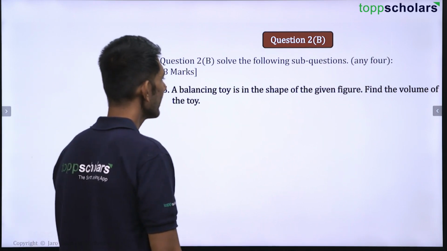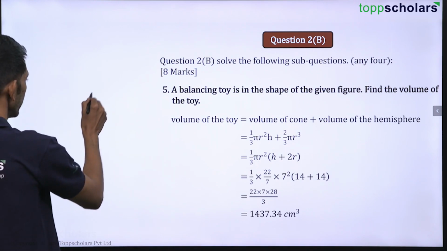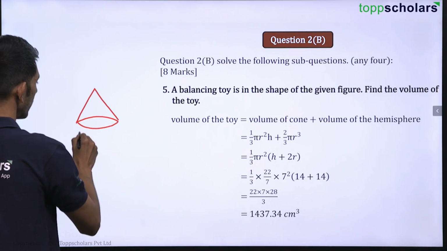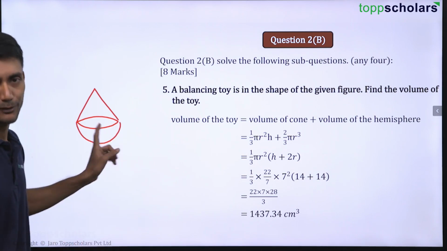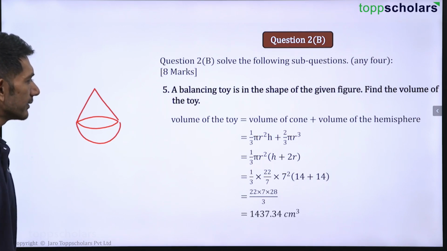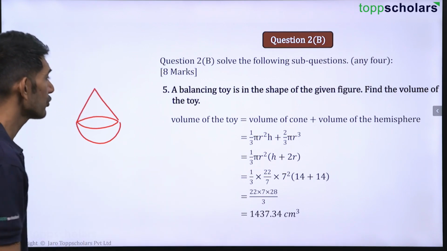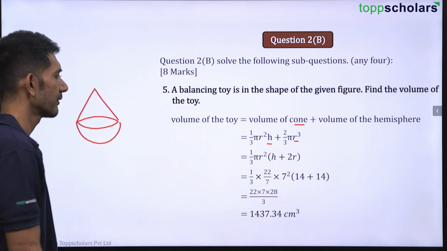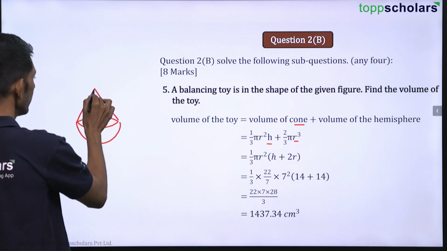It says, a balancing toy is in the shape of the given figure. Volume of cone and volume of hemisphere. So let me draw the figure for you. Okay, so the figure is something like this. So obviously this will be given to you, because if this is not there, you cannot solve it further. And then what do we have? We should be given the height of the cone, and we should be given the radius, right? So yeah, the height is already 14, something like this.